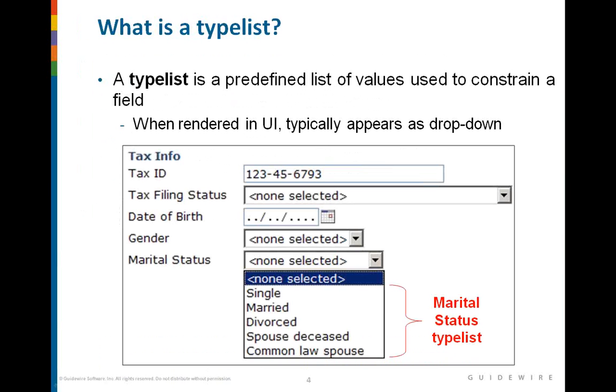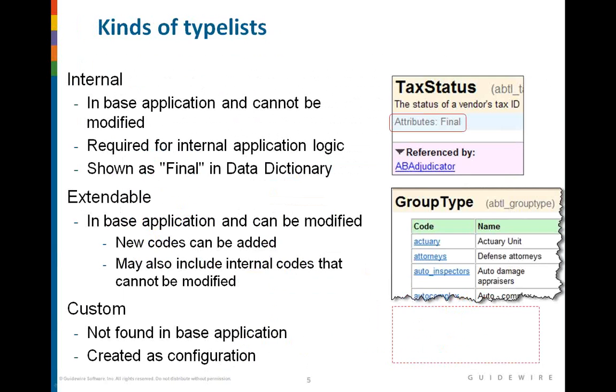Wherever you see a drop down in the interface, in most cases it will be a type list only. A type list is a predefined list of values used to constrain a field, and in the UI it typically appears as a drop down. There are three types of type lists available: internal, extendable, and custom.